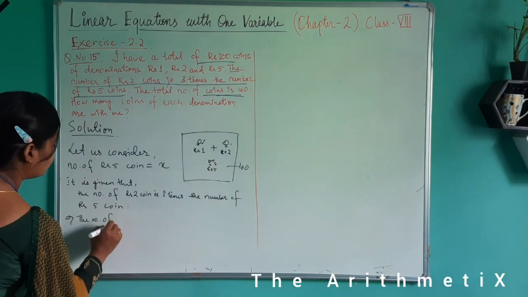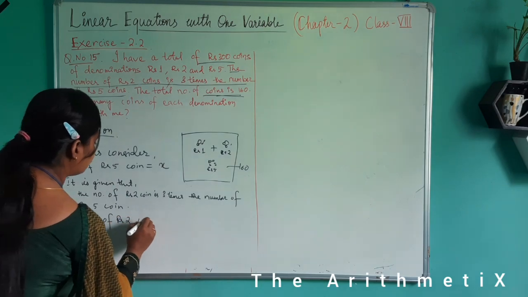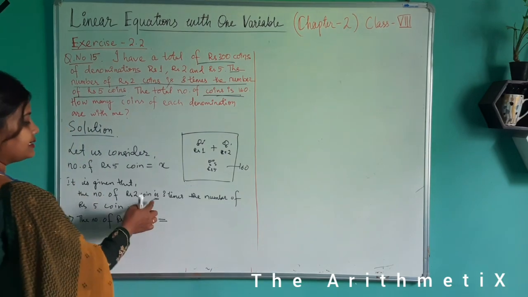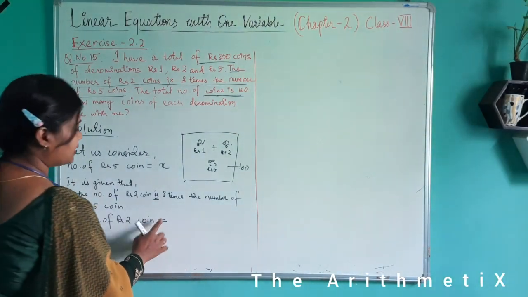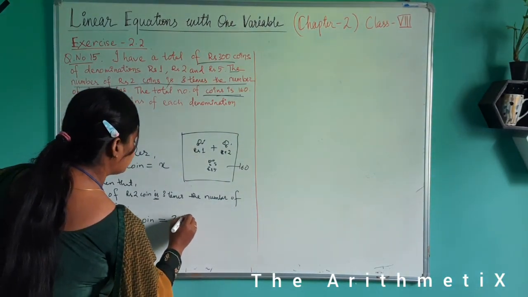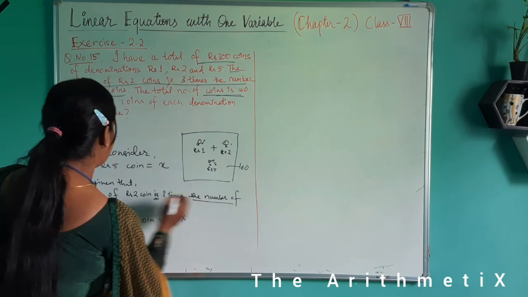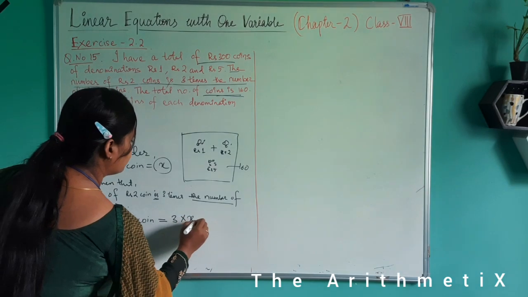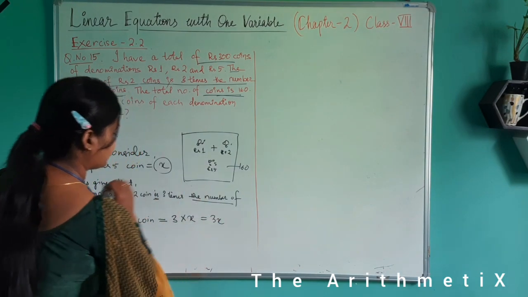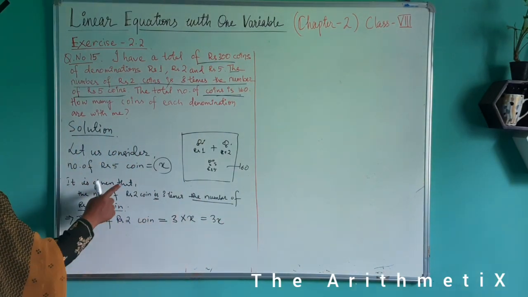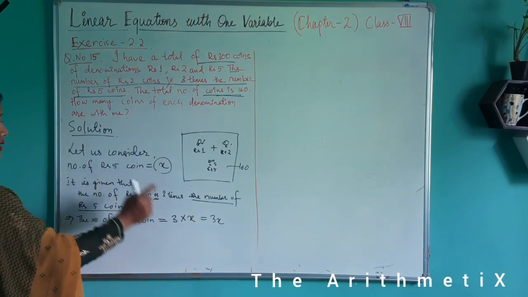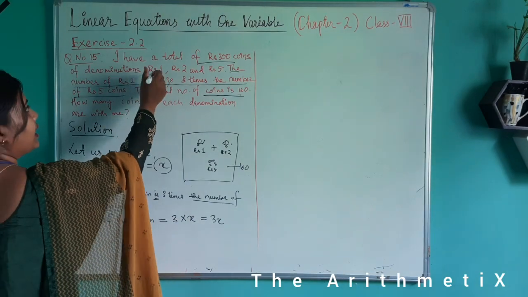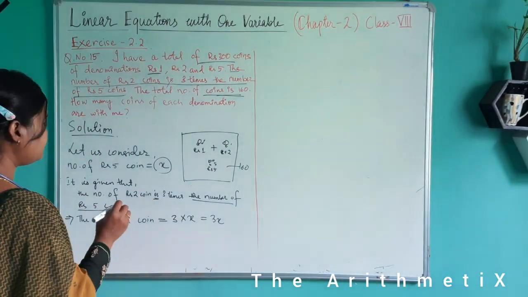the number of rupees 2 coins equals, replaced with the equal sign, 3 times, which means 3 multiplied by the number of rupees 5 coins. I have taken it as x. So 3 into x is 3x. So I have x number of 5 rupee coins and 3x number of 2 rupee coins. Another denomination I have is rupees 1.